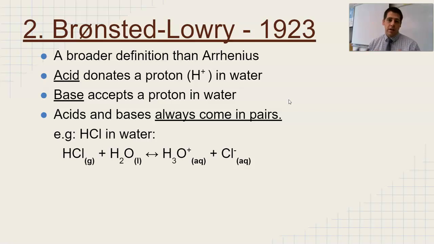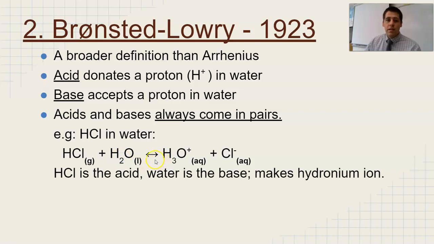So HCl is giving up an H. If you track the H here, we're going from HCl to just Cl minus. And where's that H going? It's going onto the water. We're going from H2O to H3O, and then it's positive now because it has that extra H plus. And so water here is actually the base because it's received the proton. And HCl is still the acid, so it's consistent with the other definition. HCl is the acid because it's given up the proton.